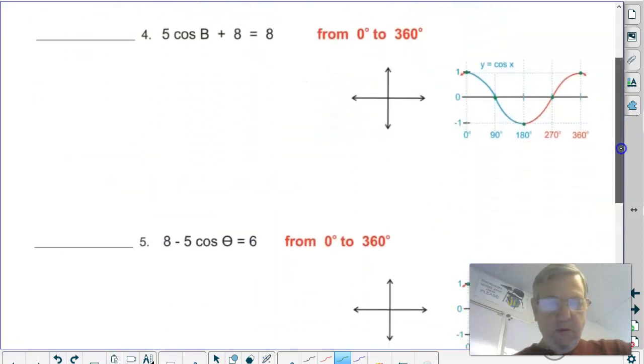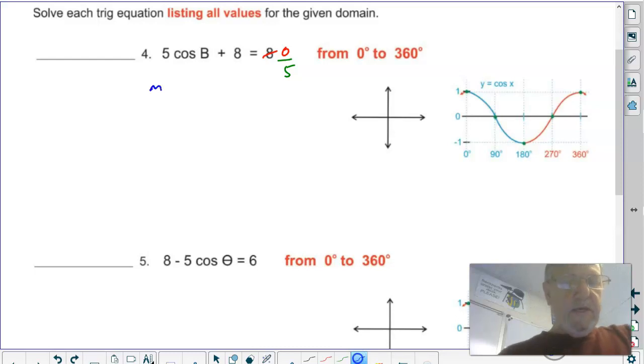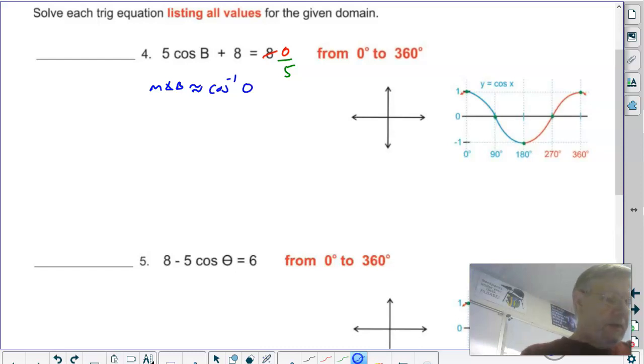Okay, number 4. So number 4, and dealing with the cosine. So we're going to add a -8 to both sides. That's going to give us a 0. We're going to divide 0 by 5, and that's again going to give us 0. So remember now, the measure of angle B will approximately equal cosine to the -1 of 0. Punch that in your calculator. You should know the value anyhow. And the answer is measure of angle B equals 90 degrees, and that's an exact.